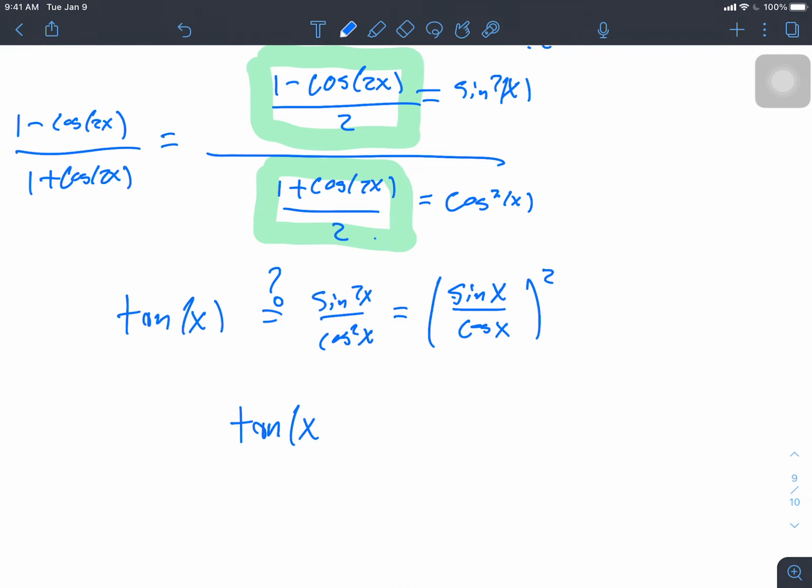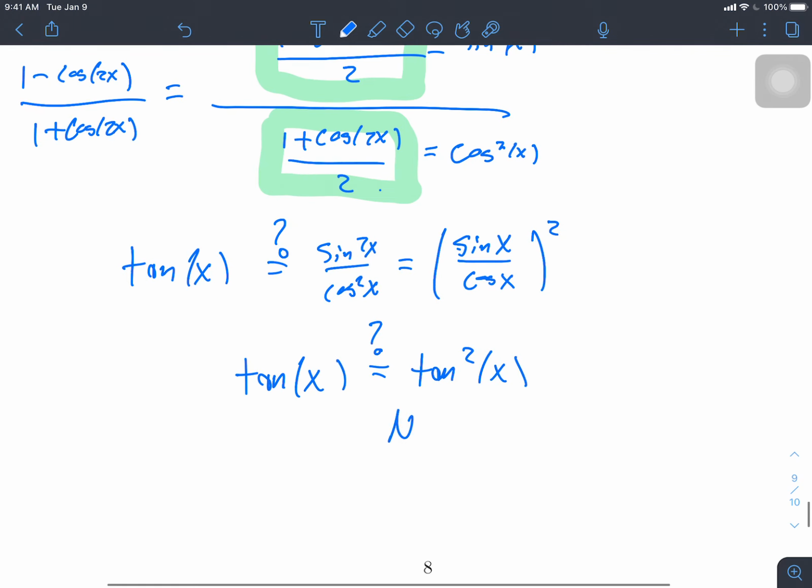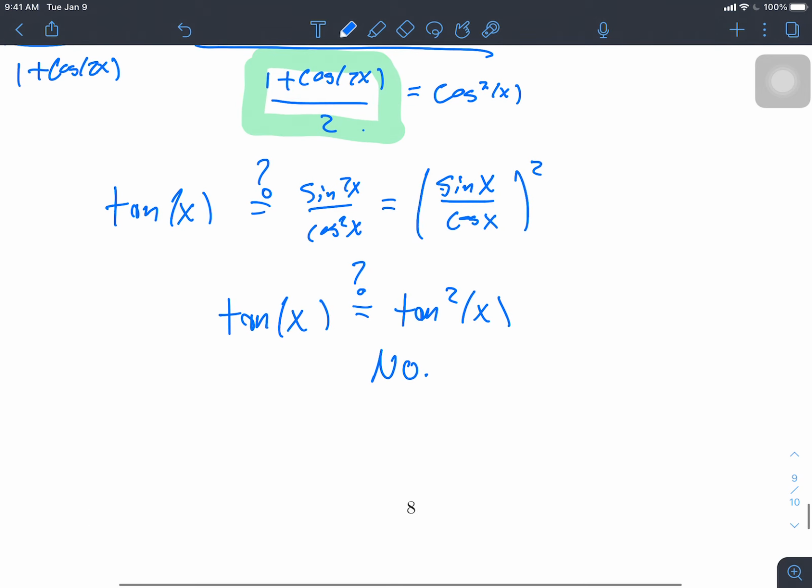And this inside thing here is nothing but the tangent function. So rewriting, we have basically to ask ourselves, is it true that tangent of x is equal to tangent squared of x? And the answer is no, right? For any value of a number, unless the number is 1 or 0, if we take it and square it, then it's going to be a different number. Or you could just divide both sides by tangent and you'd get 1 is equal to tangent of x, which there's all sorts of different x values which will cause this to be false.